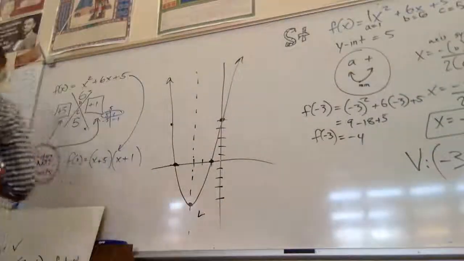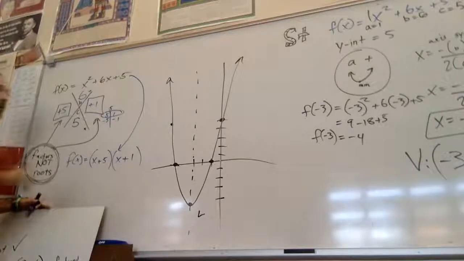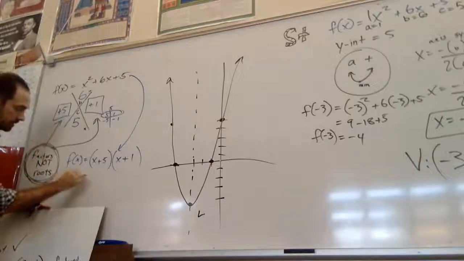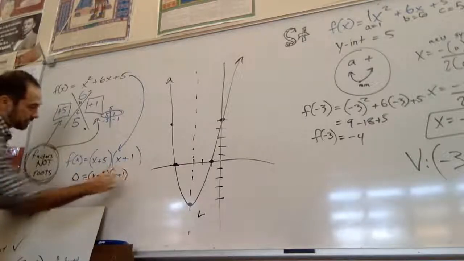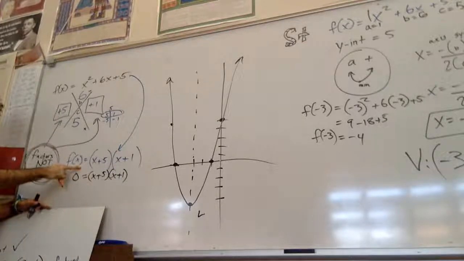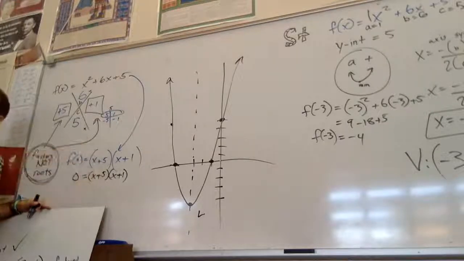So watch. What I'm going to do here is to figure out where my x-intercepts are, I'm going to make this equal to 0. The reason I made it equal to 0 is because this is our y value, f of x function notation for y. I'm plugging in 0 for y. I'm seeing what x equals.